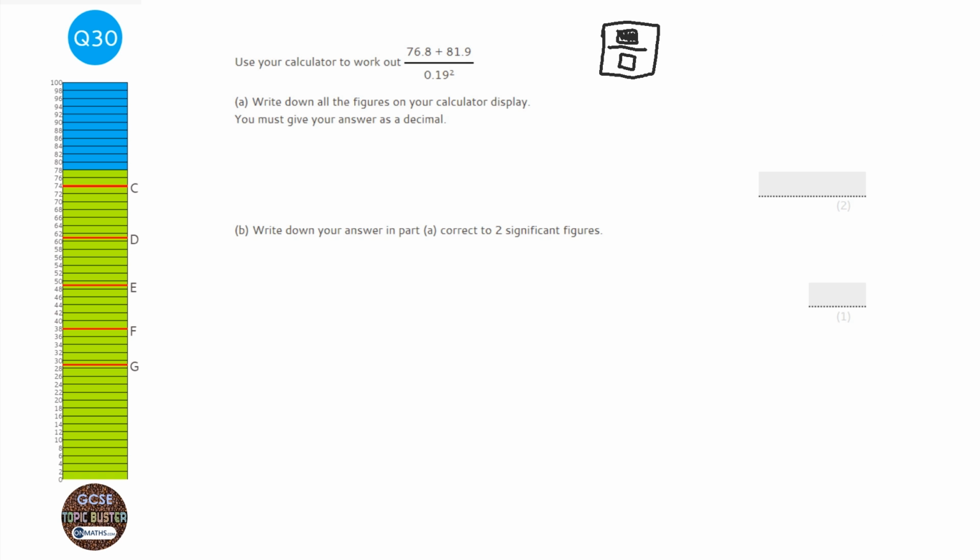It should open up and look something like this, like a box and then another box, and there should be a cursor blinking in this box. Okay, so we want to fill in this top box first, since it's already flashing. So 76.8 plus 81.9.